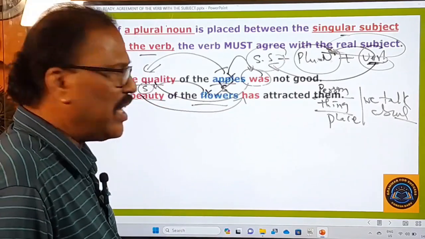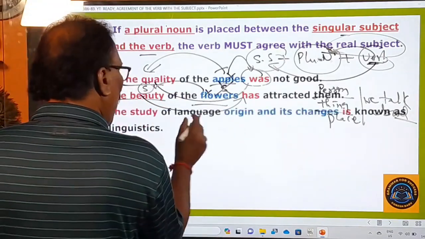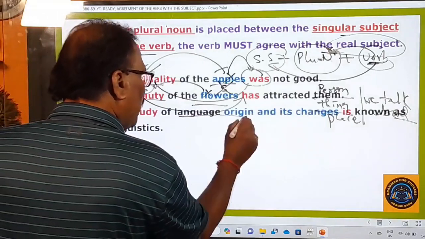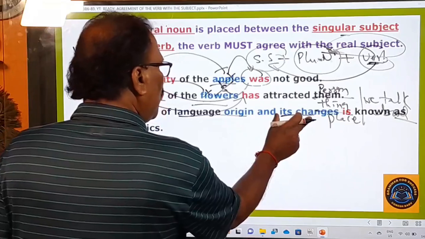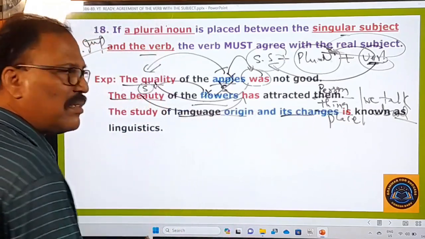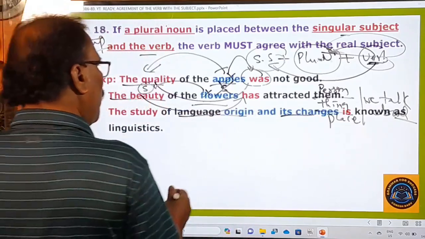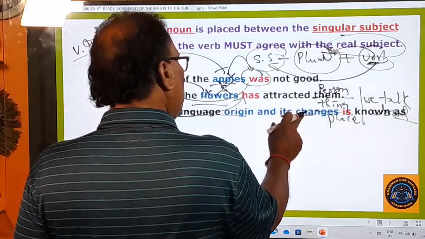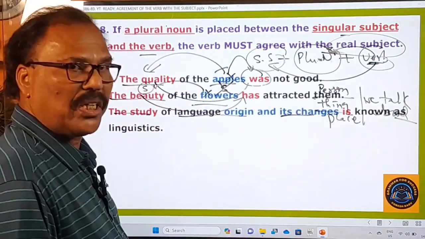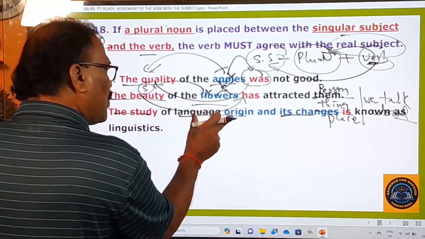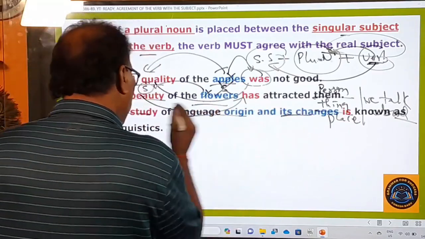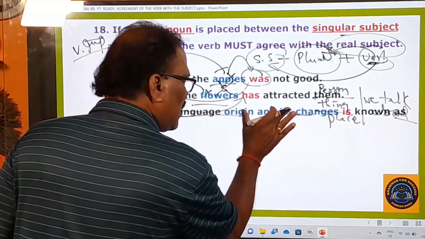Very easy, very interesting. And next comes the study of language origin and its changes. So what are you talking about in this sentence? Are you talking about language origin and its changes, or only the study? You are talking about only the study of language origin and its changes. So this is the subject, not this.